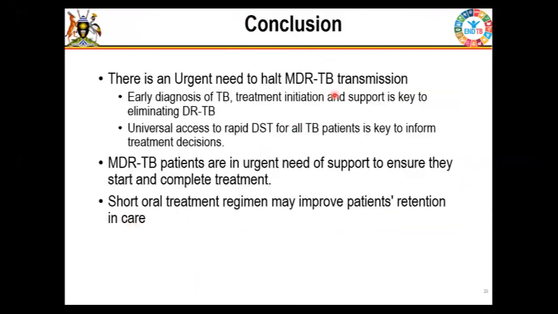So in summary, there's an urgent need to halt transmission of MDR-TB in our community. Diagnose TB early using a GeneXpert, not just a smear, because a smear will not tell you if there is resistance or not. Start therapy early. Universal access to rapid DST is very key. But for now, even if we don't have GeneXperts in our facilities, we have the hub system. Even if you do a smear and it's positive, start on therapy, but send that sample to the nearest hub with a GeneXpert to have it diagnosed as MDR-TB.